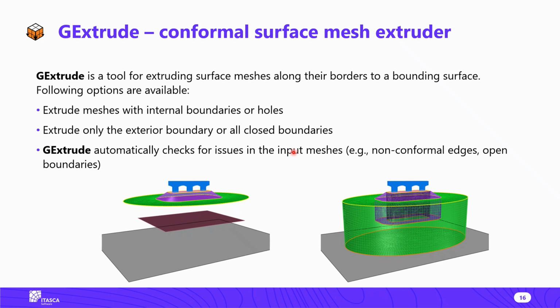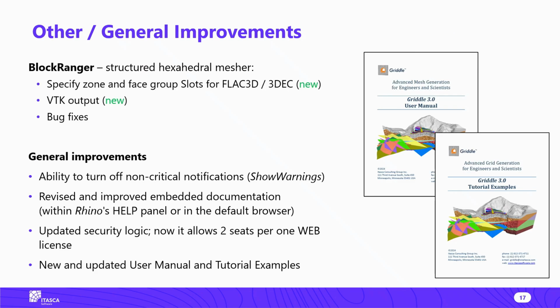Lastly, I would like to mention Block Ranger. It's our legacy structured hexahedral mesher. We made just a few improvements here. We allowed specifying zone and phase group slots for FLAC3D and FLAC. We also added VTK output for Block Ranger, and we did multiple bug fixes.